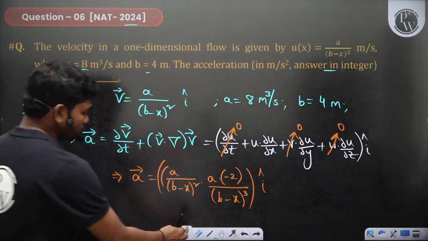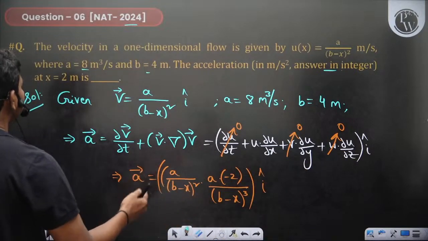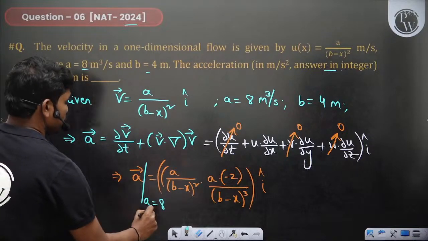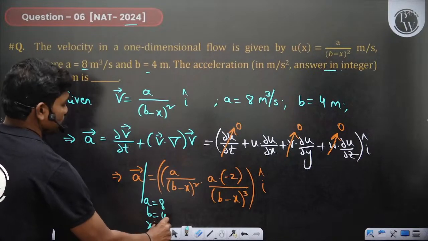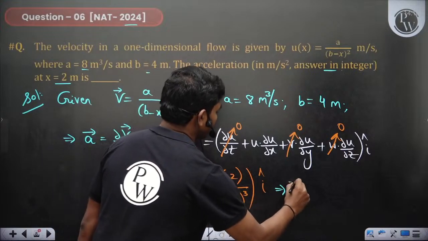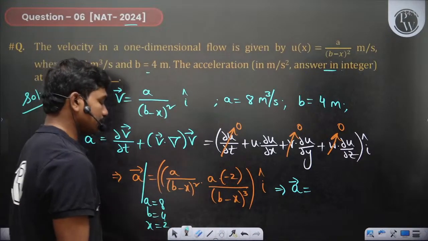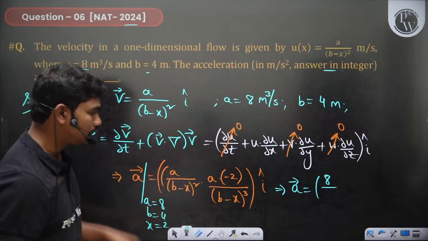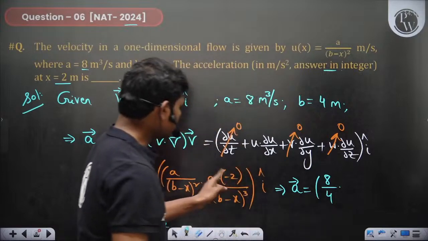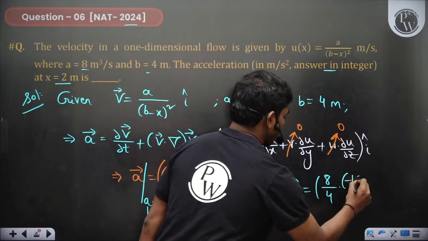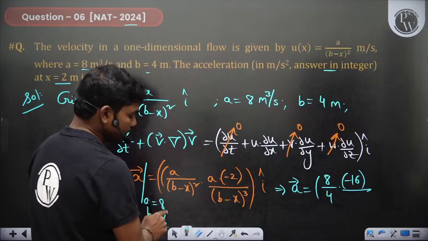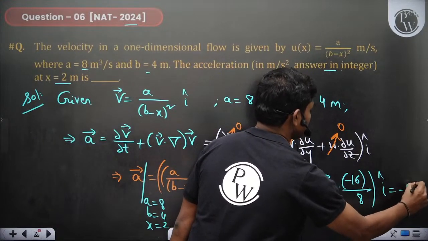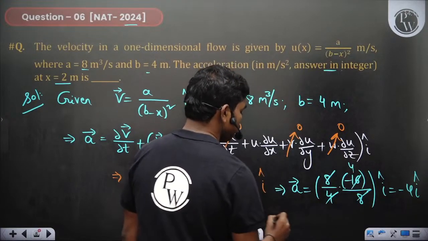Now, if you substitute the values of A and B and X is equal to 2, where do we need the value? At A is equal to 8, B is equal to 4 and X is equal to 2. Okay, substitute. So how much will the acceleration be? This is 8 by b minus x whole square. b minus x is 2, so 2 square is 4, into minus 2 times a, which is minus 16, divided by b minus x, 4 minus 2 whole cube, so 2 cube is 8, of course, i cap, which is minus 4 times i cap, correct? Because you see this is minus 4 i cap.